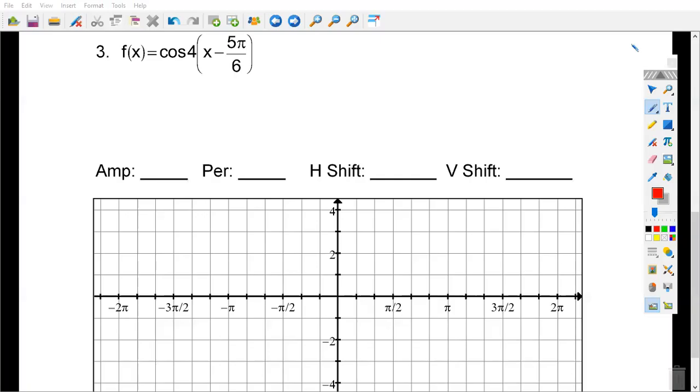All right, so previously we talked about you want to think about the parent function. So for cosine, the parent function graph looks like so. You have 1 and -1. It goes through 0, not goes through 0, but you have 0, and you're going to be using pi over 2, pi, 3 pi over 2, and 2 pi.